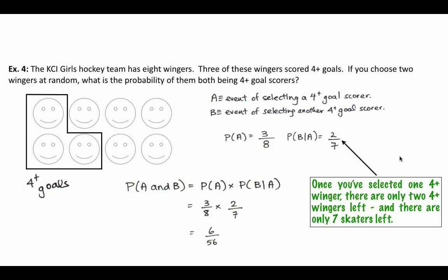You grab the first one, and then you grab the second one. And you're not replacing them. And so that will help you set them up when you ask yourself, does it make sense that we'd be putting one back before we grab the second one? And if it doesn't, then you're probably dealing with some dependent events. Okay. So basically, this probability in terms of percentage is about 11%.